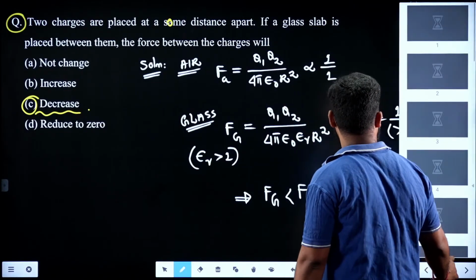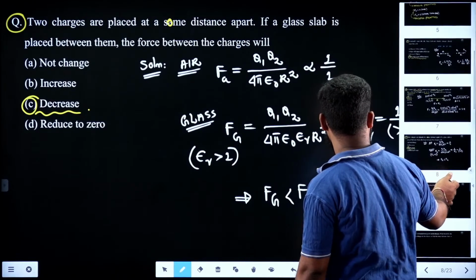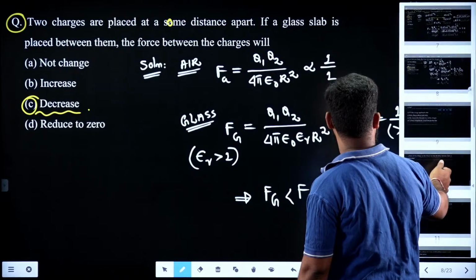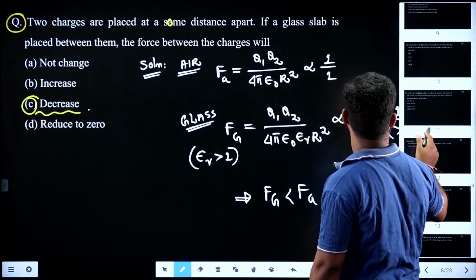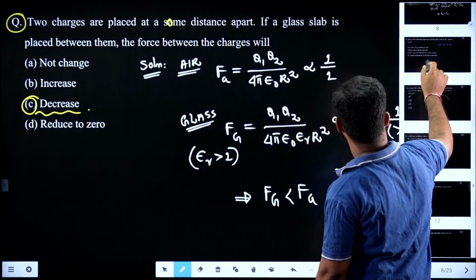Clear? So scalar form is enough for us. Let us take one more question.